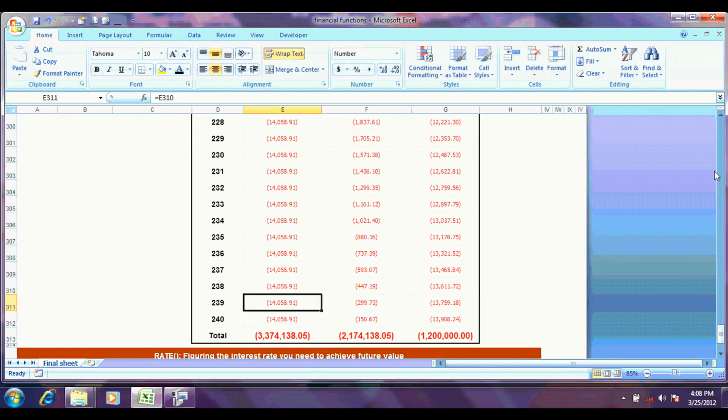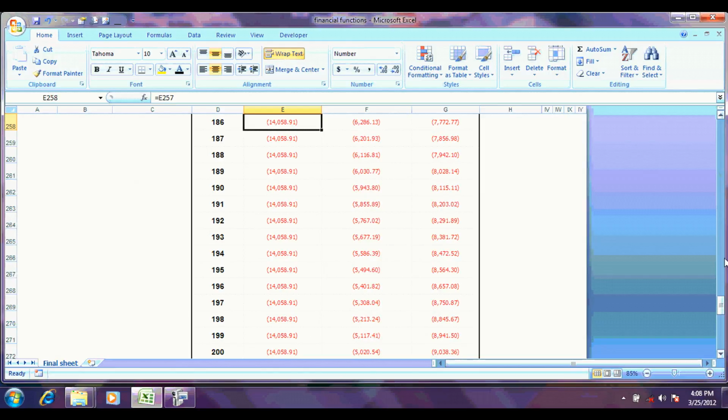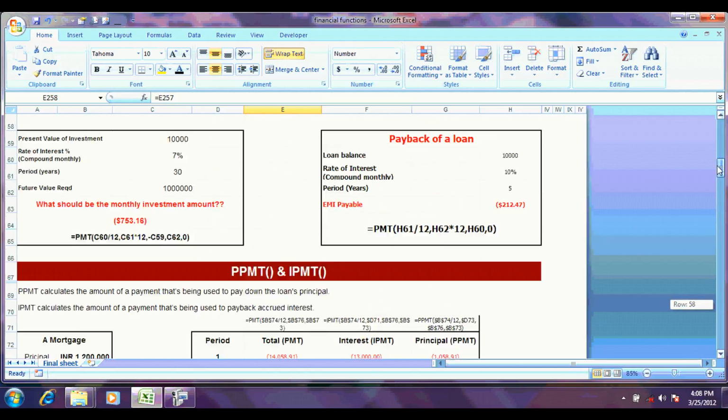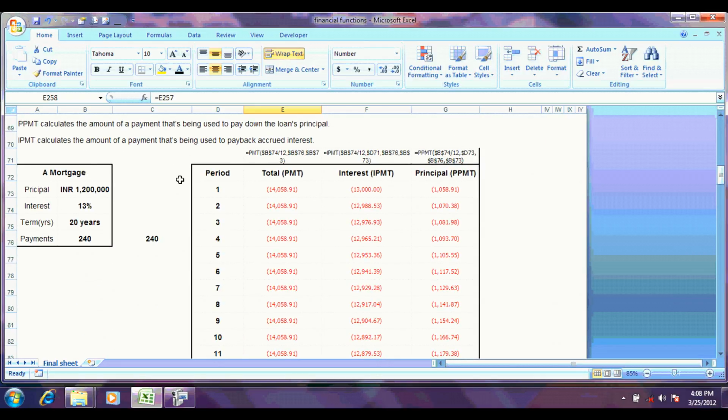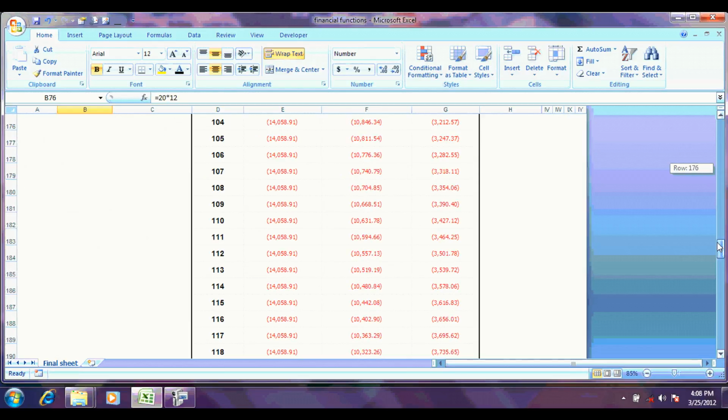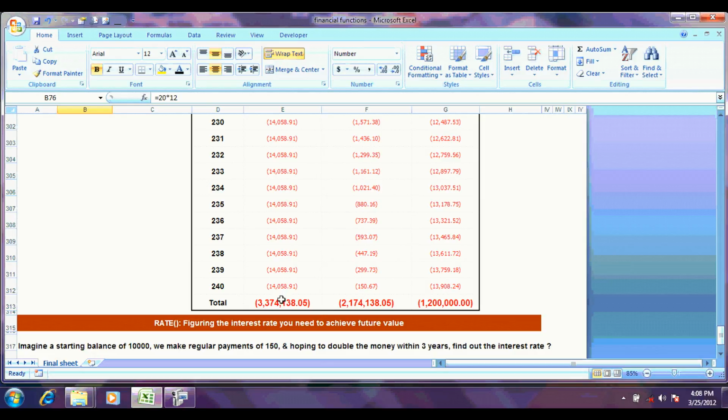So for a loan of around 12 lakh rupees, if I keep this loan for a period of 20 years, that is 240 installments, I will be paying the total money around 33 lakhs. So equal to 3374,138 minus 120.